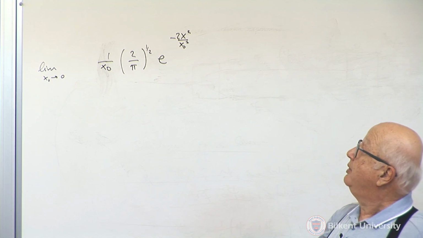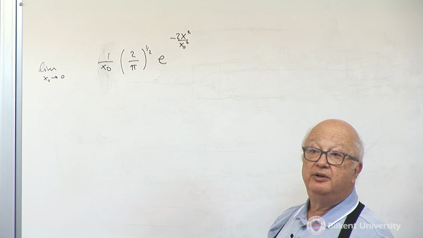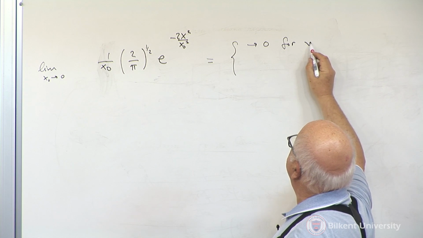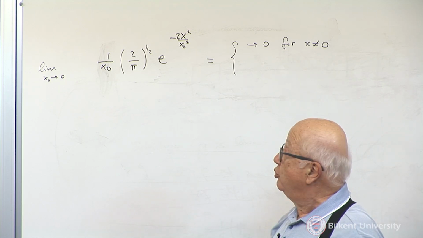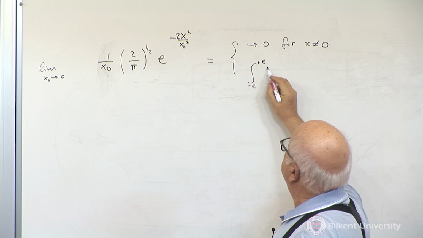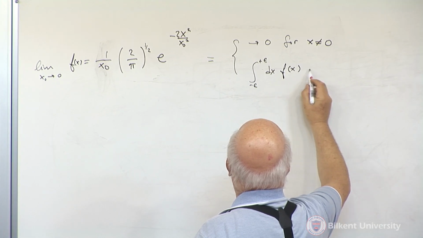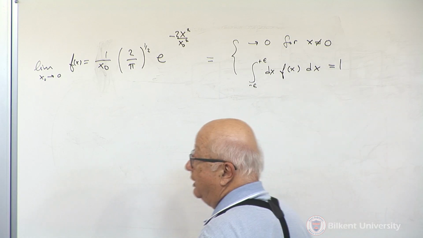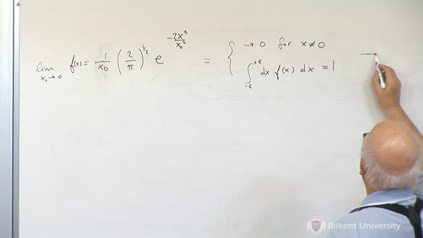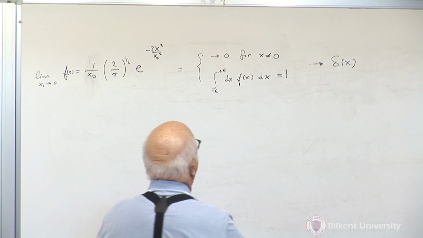But otherwise, as x0 goes to 0, this is going to be such a big negative number in the exponent for any finite x that this goes to 0, for x not equal to 0. But also the area under it, for any interval which contains the origin, if I call it just f of x so that I don't have to write it, is equal to 1 because it's normalized. So that is really the definition of the delta function, right? So this must be going to delta x. Why is there a 2 in the exponent? Well, just testing you.